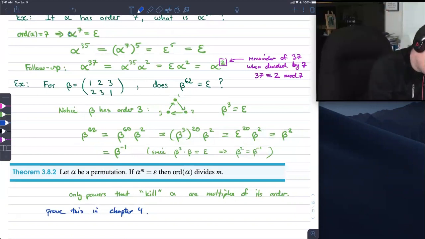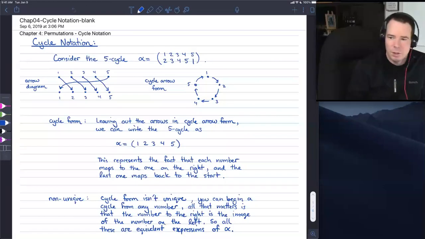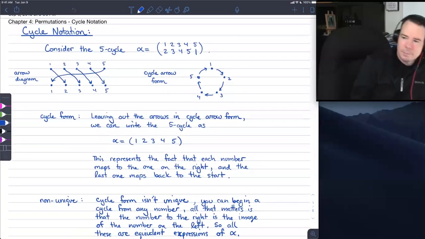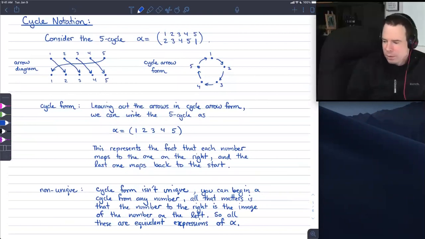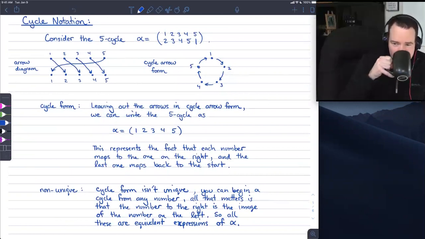Okay, so let's go and find this new notation. This notation that I want to introduce is known as cycle notation. It's our powerhouse of notation. It's notation that we're going to use from this point forward representing permutations because there are so many benefits to it. It allows us to see the whole structure of the permutation just in one simple form.